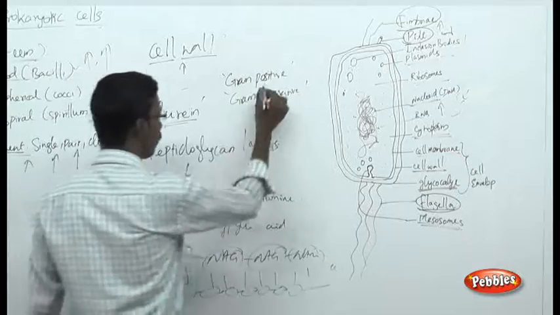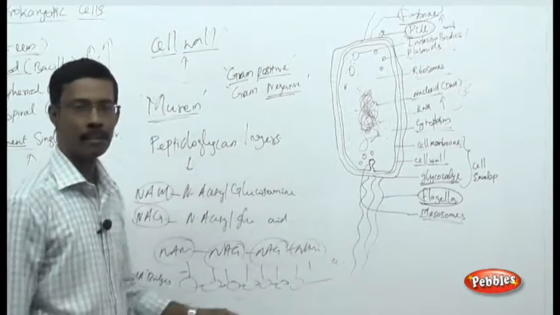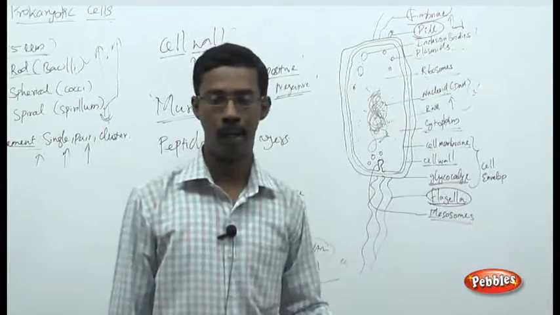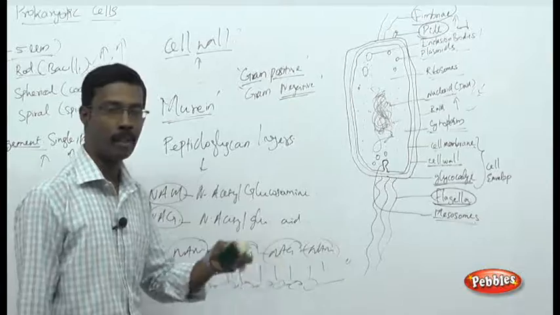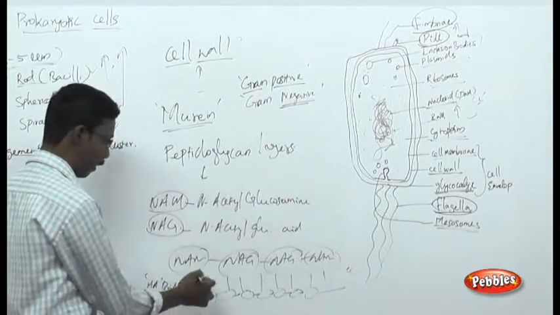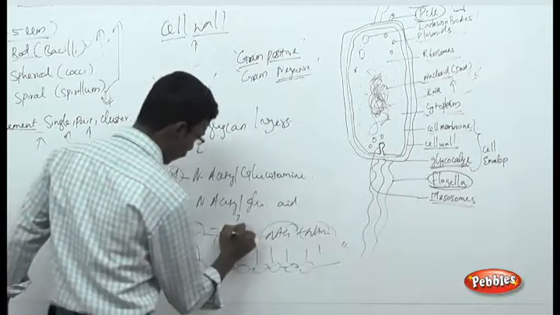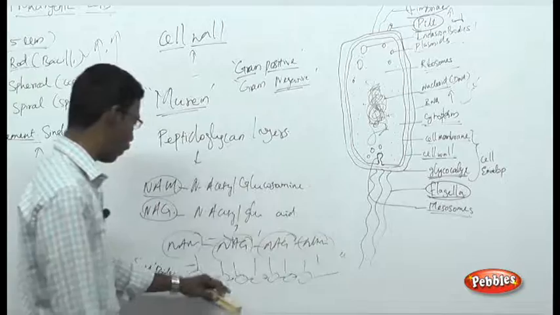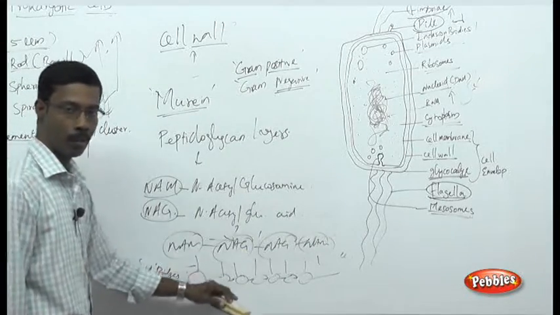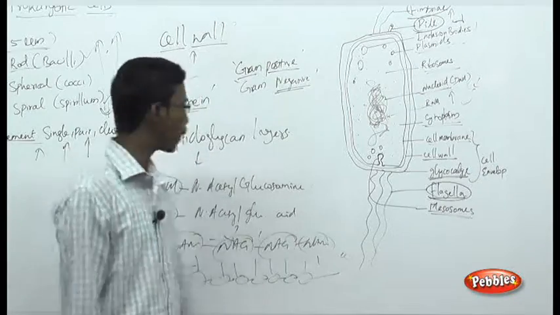On what basis are we going to classify these as positive and negative? Based on the thickness and the composition of the peptidoglycan layer. What makes the cell wall thick or thin is the layers of the NAM and NAG links. These strings of NAM and NAG layers will be interconnected by bridges called amino acid bridges, and that will form the thickness of the cell wall.